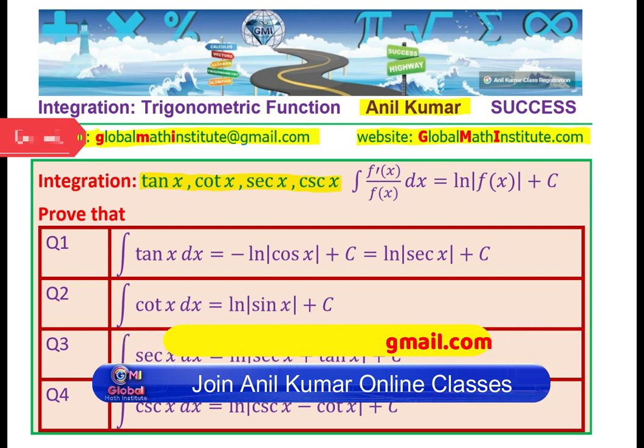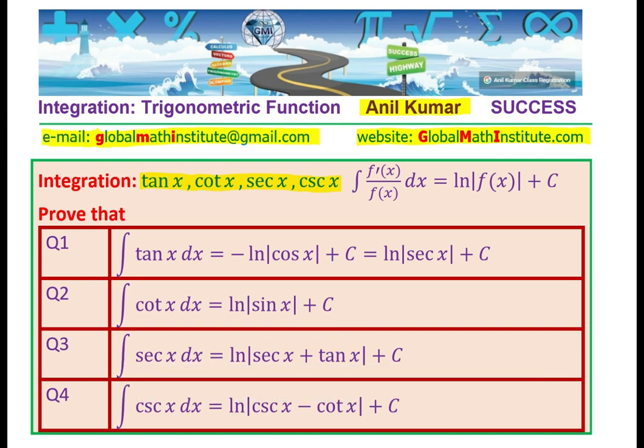Here are four very important proofs which we are going to do, and these will be your formula for integration, and we are going to use them extensively in the coming videos. So the very first one is integral of tan x dx is minus ln cos x plus c. Ln is log to the base e. Now, minus ln cos x can also be written as ln secant x plus c, right? Makes sense. Question 2 is to prove that integral of cotangent x dx is ln sin x plus c.